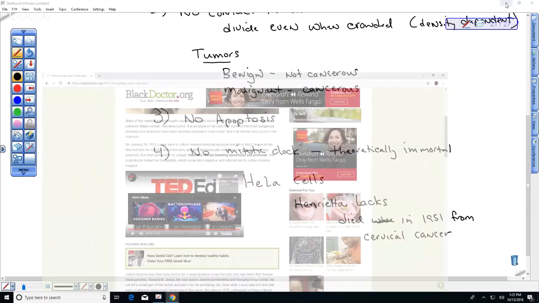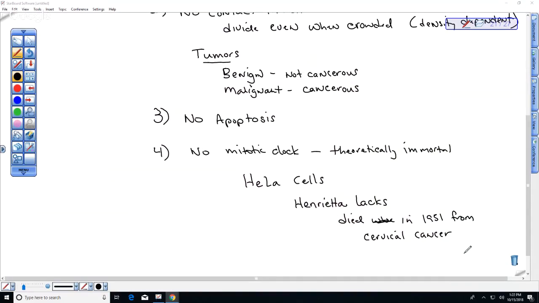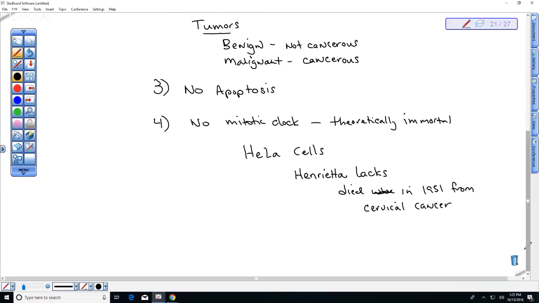Okay, so another important characteristic of cancer cells is that they become unspecialized. The fifth characteristic: cancer cells go from being specialized to unspecialized. So what that means is that they can live anywhere in the body.